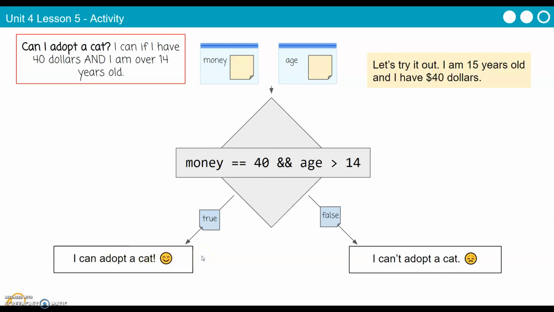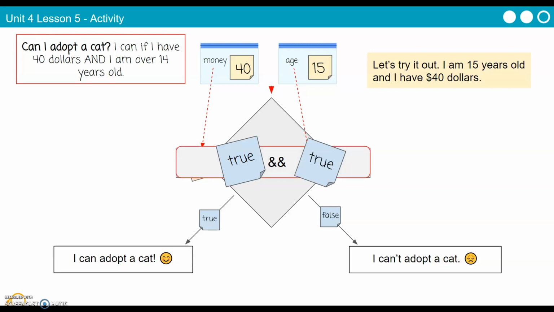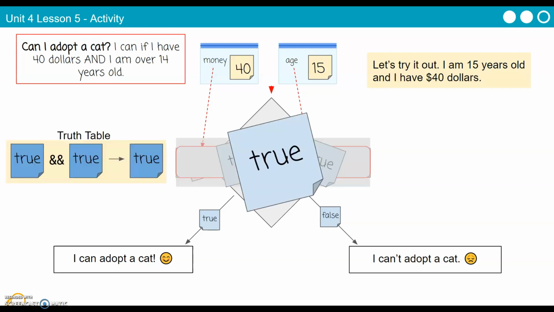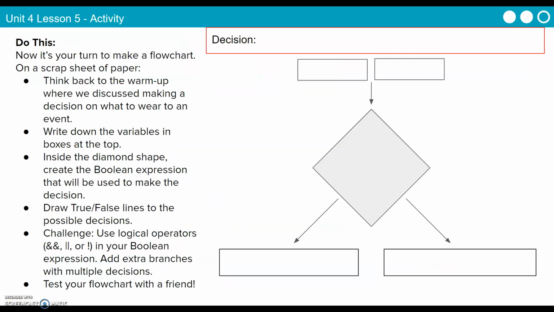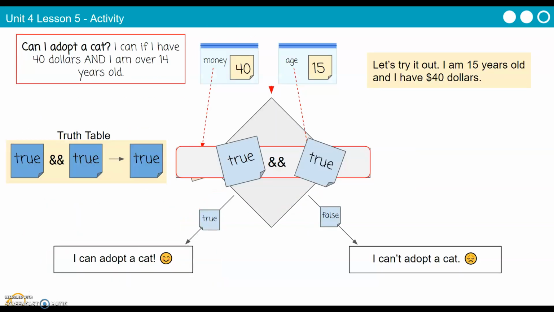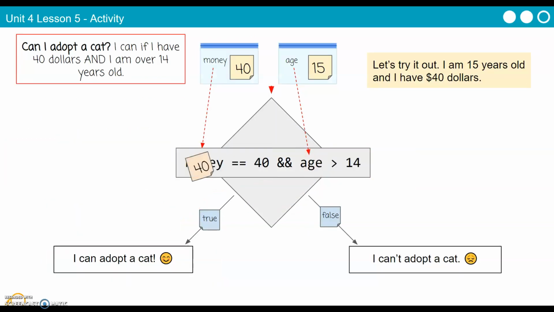Now here we go. Let's try it out. We're going to try it with $40 and our age is 15. So our money equals 40, yes. And is our age greater than 14? Yes, that's true and true, which makes the statement true. So I can adopt a cat. Okay, you guys are going to need to do this. Put this down on your own.